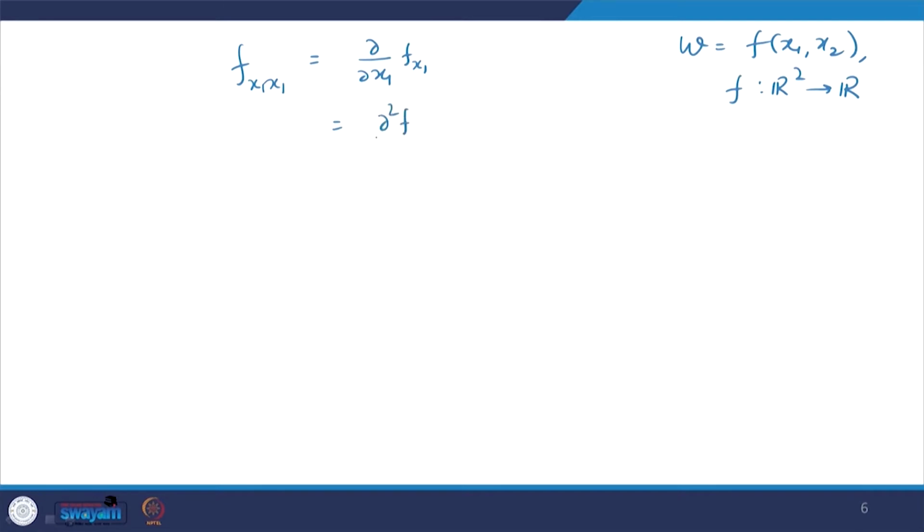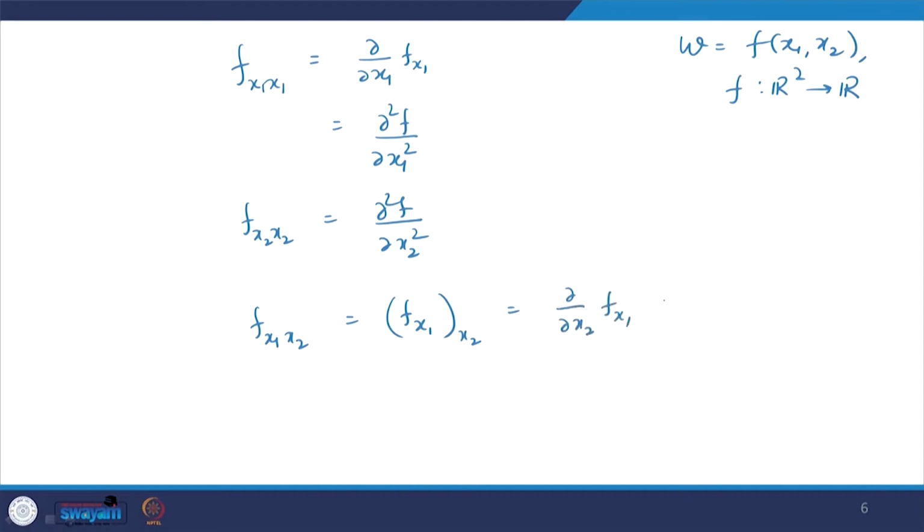In the same way, we have higher order derivatives. Suppose we have a function w of two variables x1 and x2, where f is a function from R2 to R. Then the second order derivative may be defined as del by del x1 of f x1, which is nothing but the second order derivative of f with respect to x1. If we want to define f x2 x2, that means the second order derivative of f with respect to x2. If we want to define f x1 x2, this means del by del x2 of f x1, and that simply means the second derivative of f with respect to x1 and then x2. Similarly, other higher order partial derivatives can be defined.